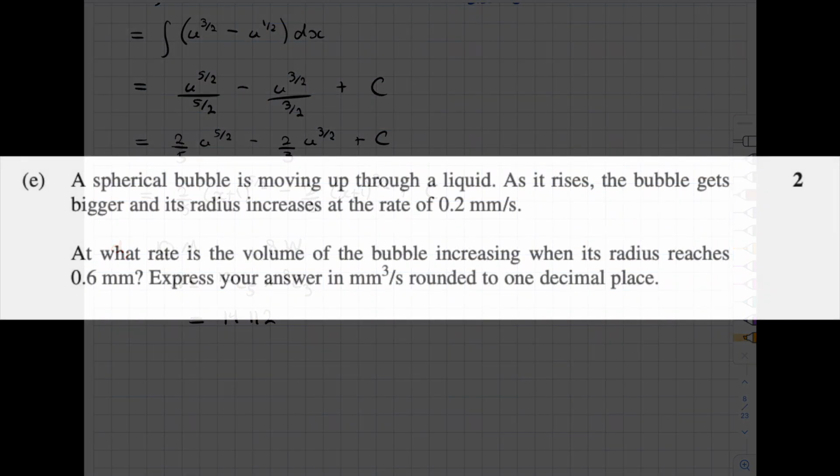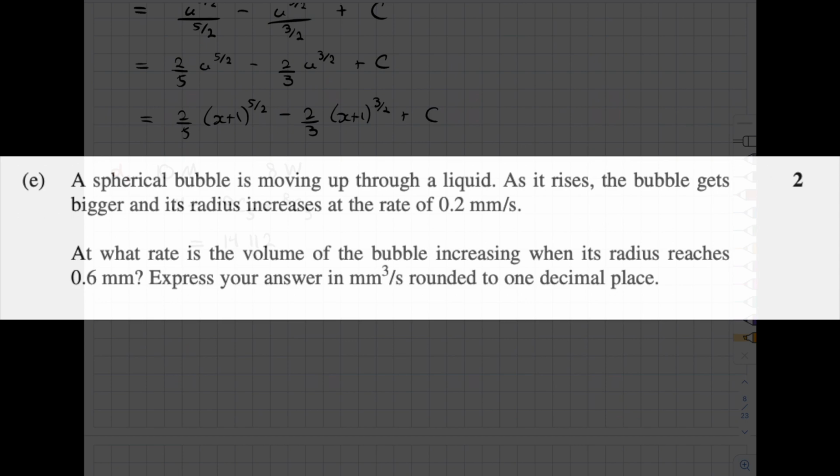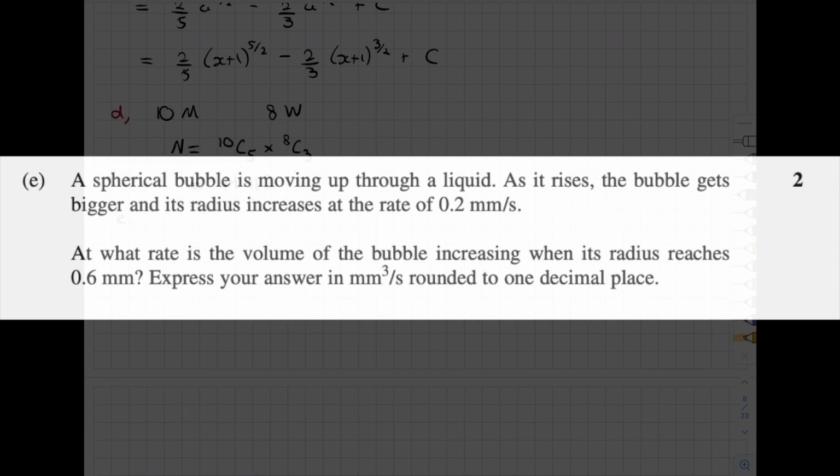Part E. A spherical ball is moving up through a liquid. As it rises, the bubble gets bigger and its radius increases at the rate of 0.2 millimeters per second. At what rate is the volume of the bubble increasing when its radius reaches 0.6 millimeters? Express your answer in cubic millimeters per second, rounded to 1 decimal place.